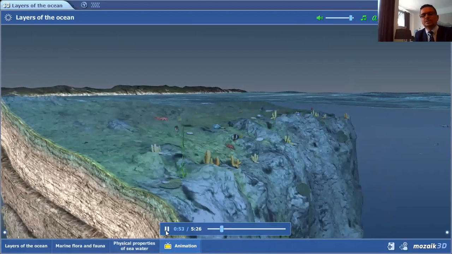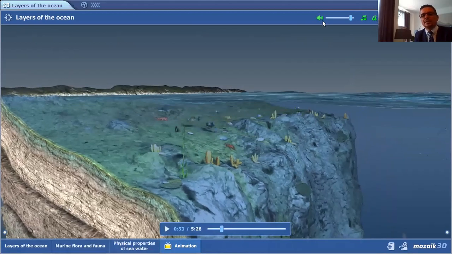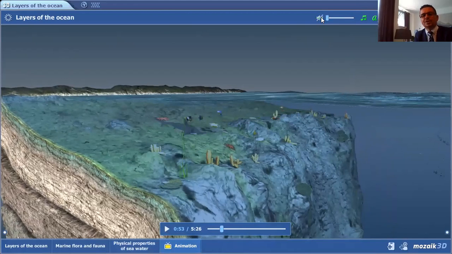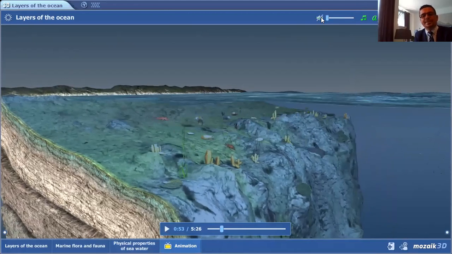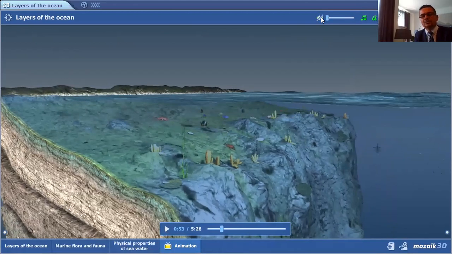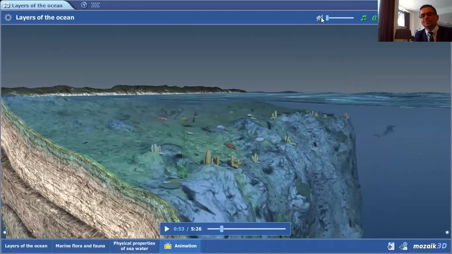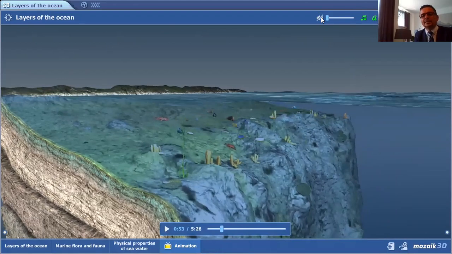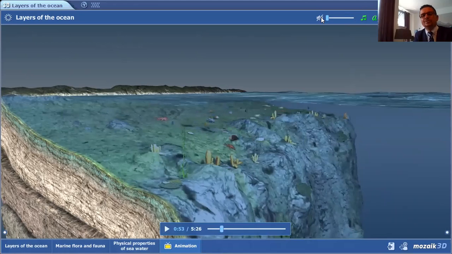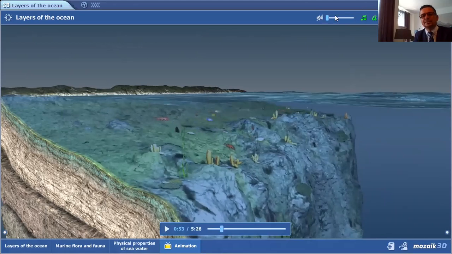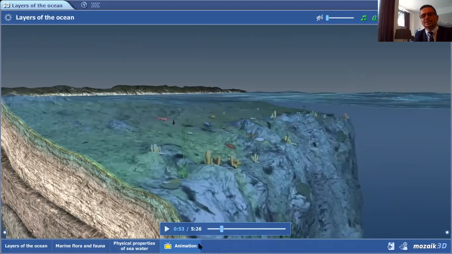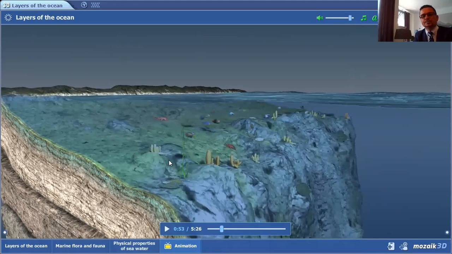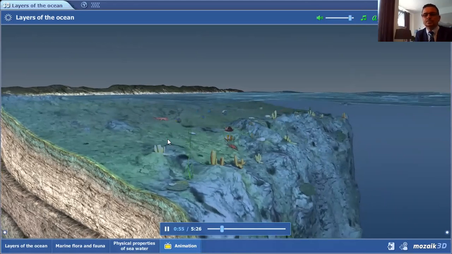So I'm going to stop it here because there's one important thing mentioned, namely the area is called coastal zone. I hope you could hear that. And it's less than 200 meters deep. Photosynthesis is typical there. Continue. What is the next zone?